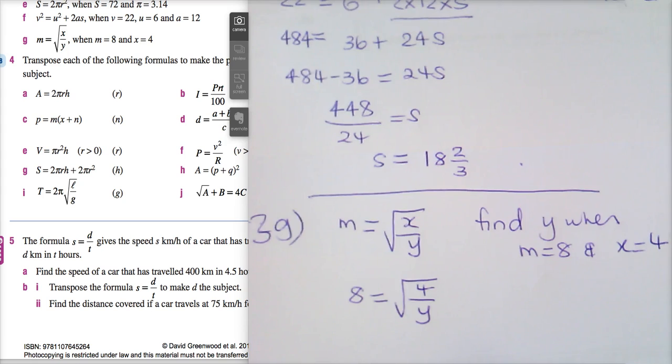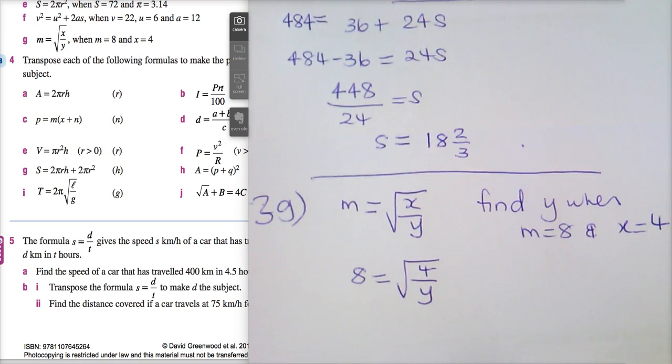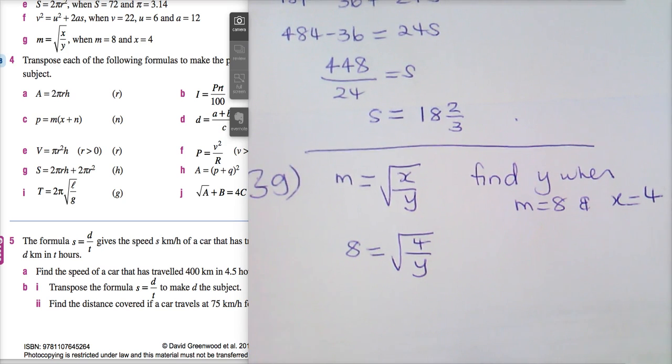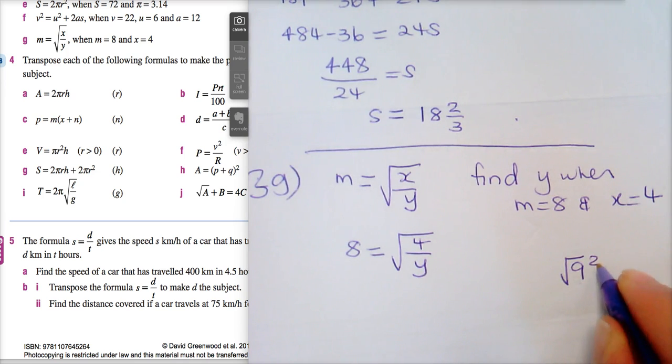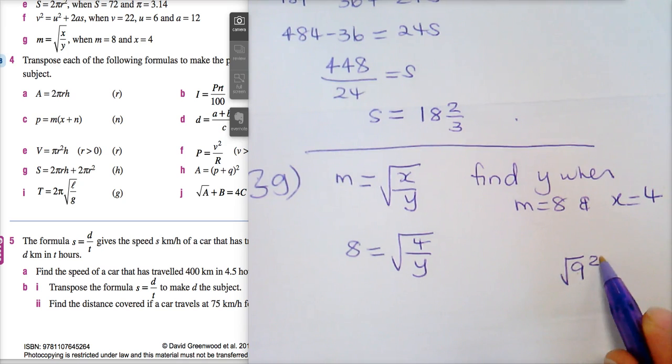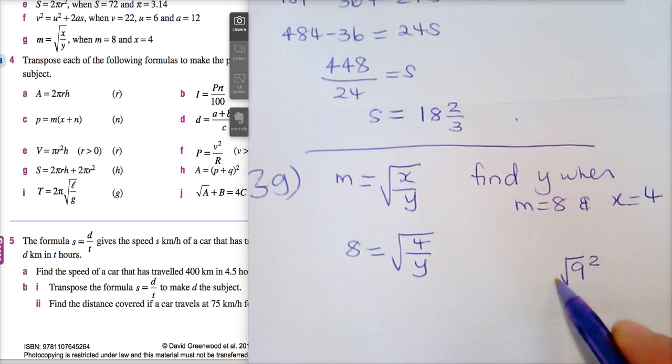Okay, what do I do now? What are you trying to get rid of? You're trying to get rid of the square root sign. What is the inverse operation of square rooting? The opposite of square root is squared. For example, what's the square root of 9? It's 3. What's 3 squared? Back to 9. So the square root of 9 squared is just 9. Square root and squared are inverse operations.